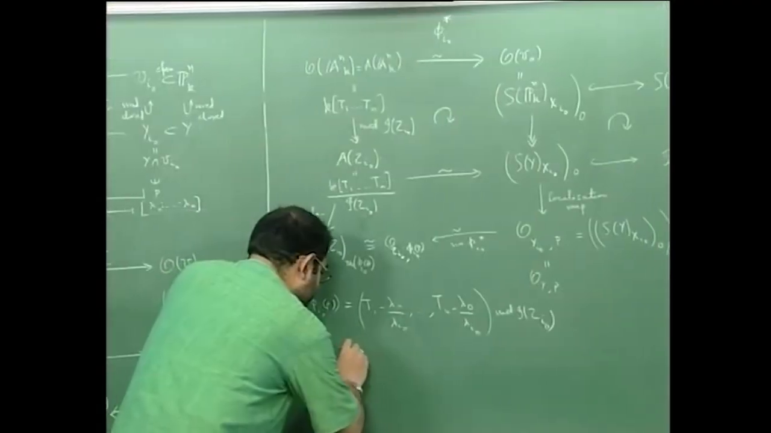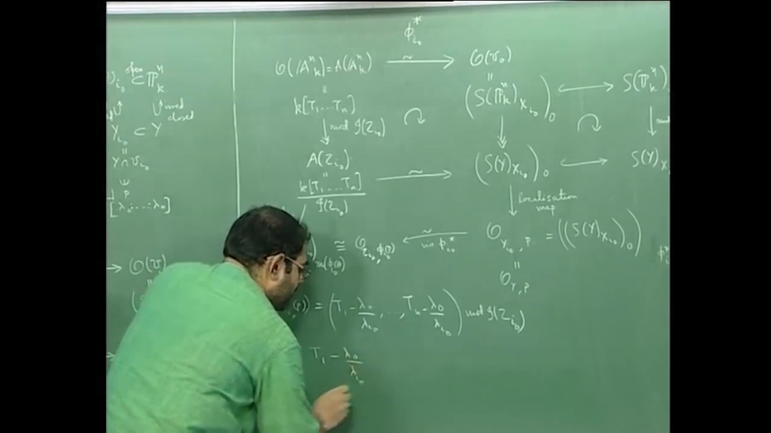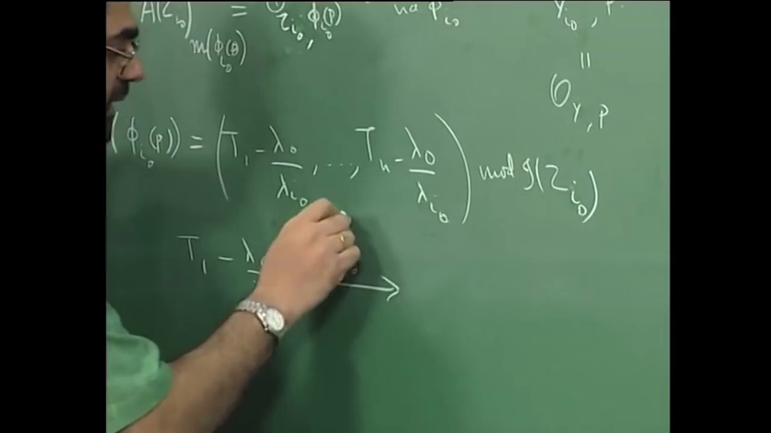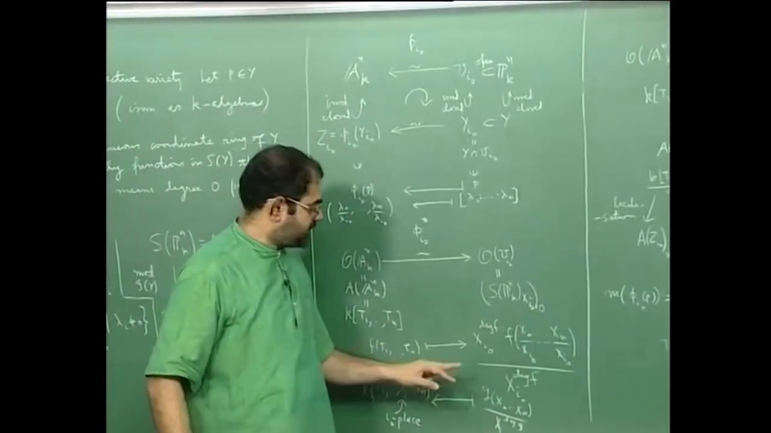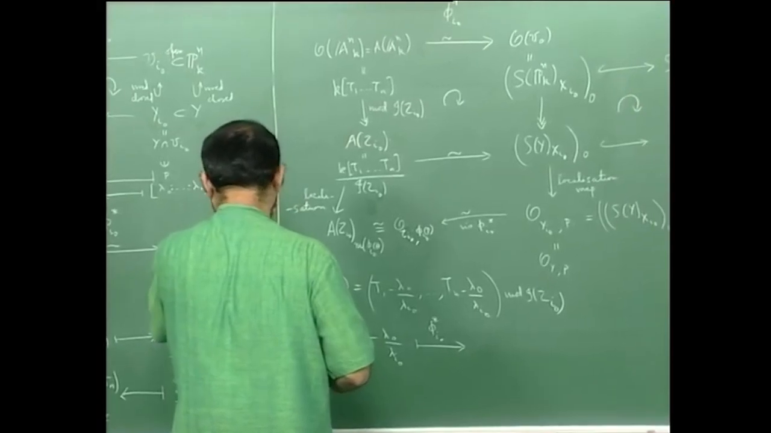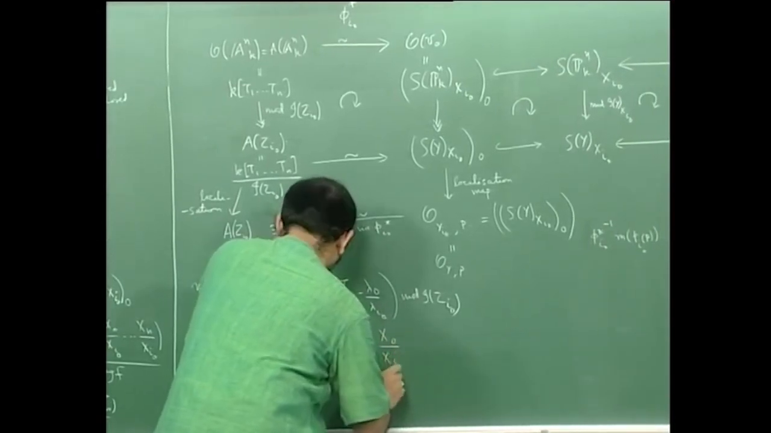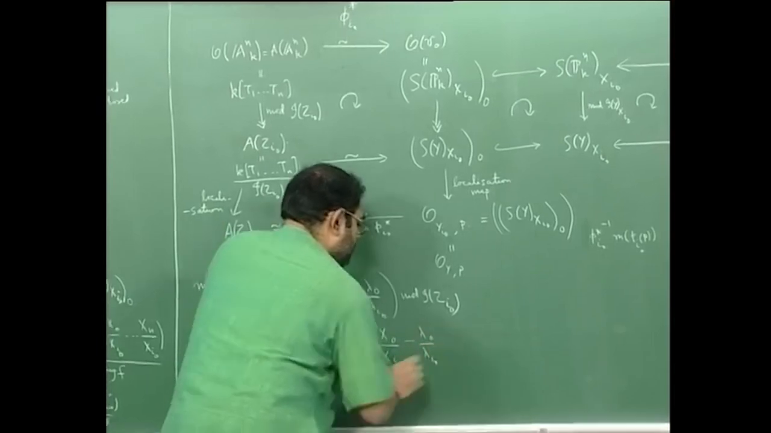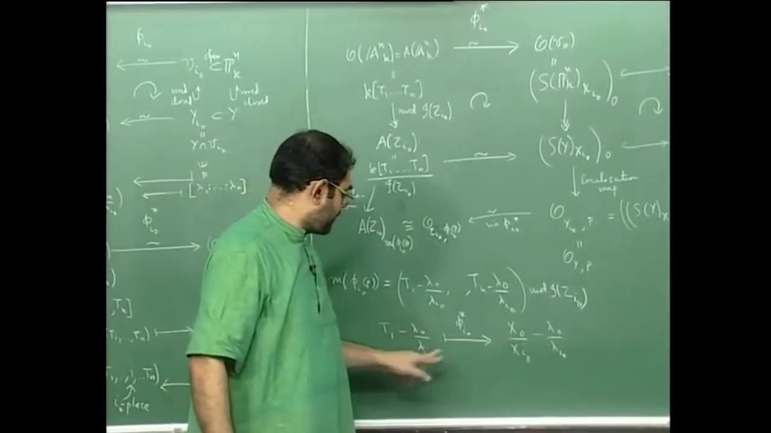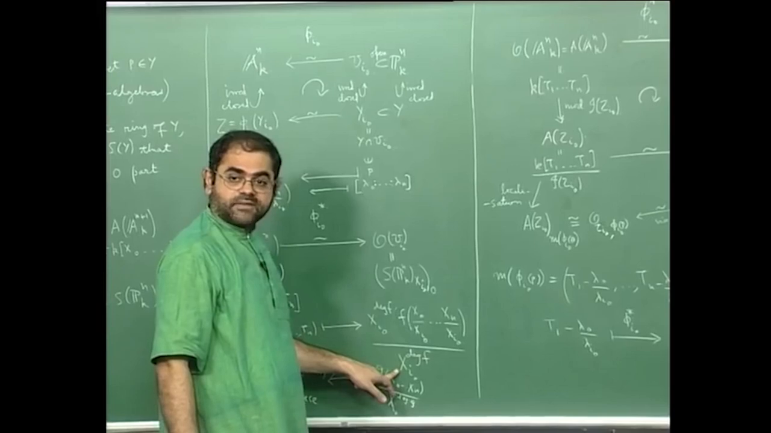And if I take each of these elements like T_1 minus lambda_0 by lambda_{i_0}, and take its image under the map induced by phi_{i_0} star, what I will get is, you know what this map is, this map is just homogenizing with respect to x_{i_0}. So I will simply get x_0 by x_{i_0} minus lambda_0 by lambda_{i_0}. This is what I will get when I apply this map. I am supposed to homogenize it with respect to x_{i_0} and then divide out by the same power of x_{i_0}.